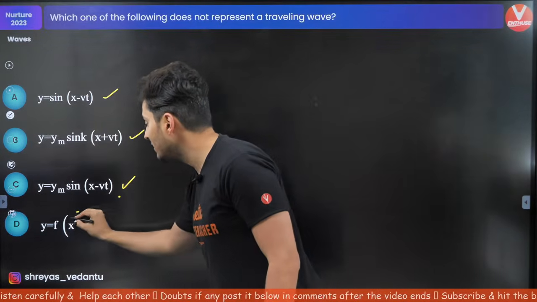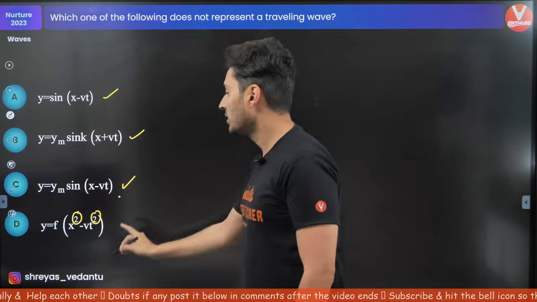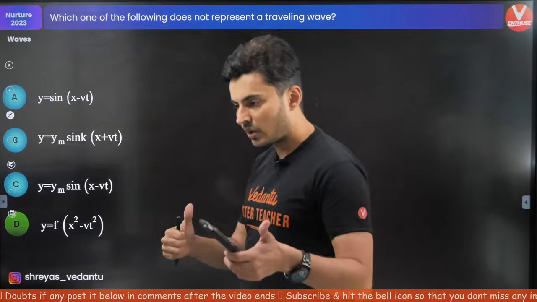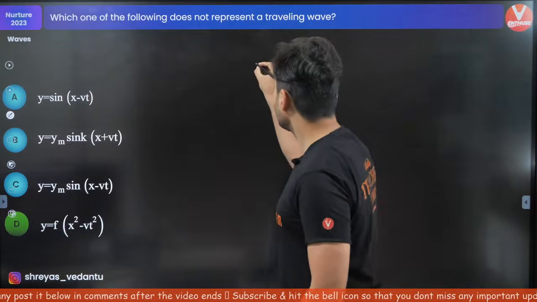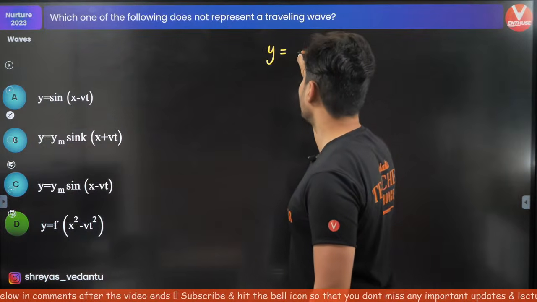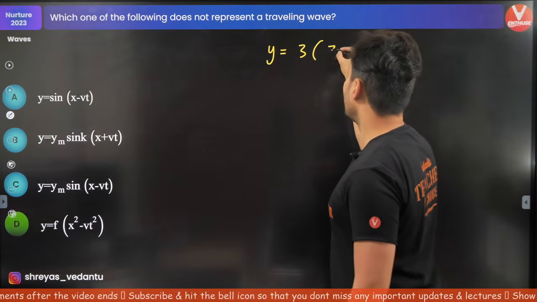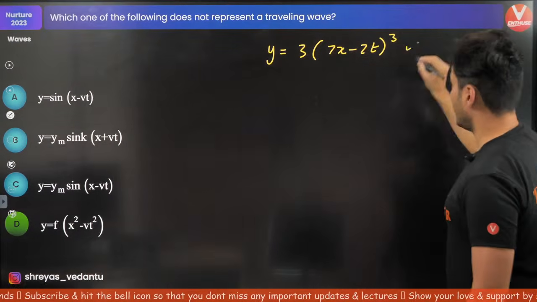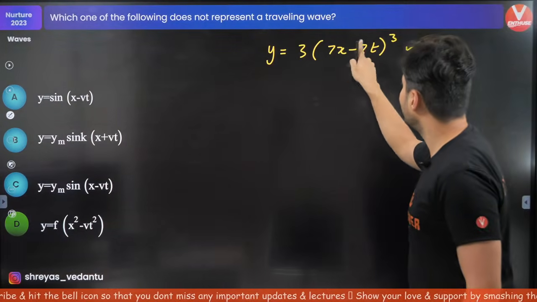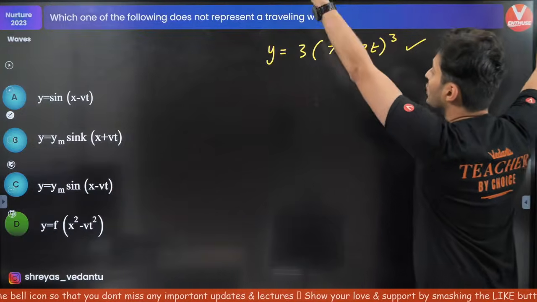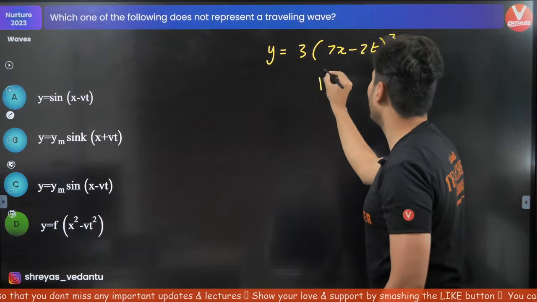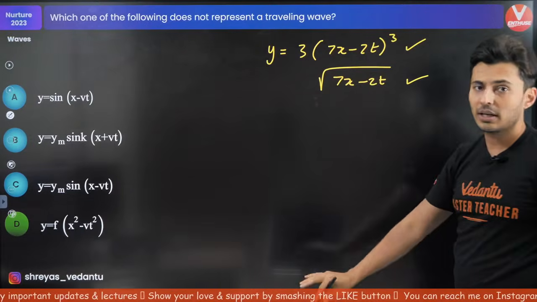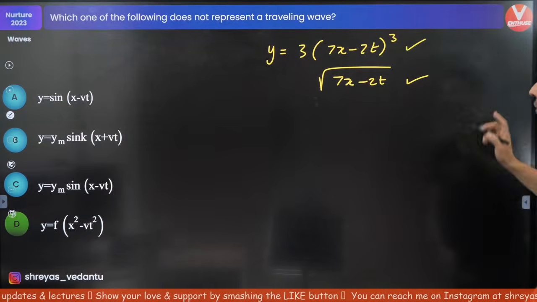This is square, this is not allowed. That's why option D is wrong. Got it? It should be always in the linear form. Please understand, if you have a function like this, 3 into 7x minus 2t whole cube, this is correct. It's not wrong because it is a linear function. You can square, cube, you can take square root of it also. That's also okay. But individually, you cannot do that.